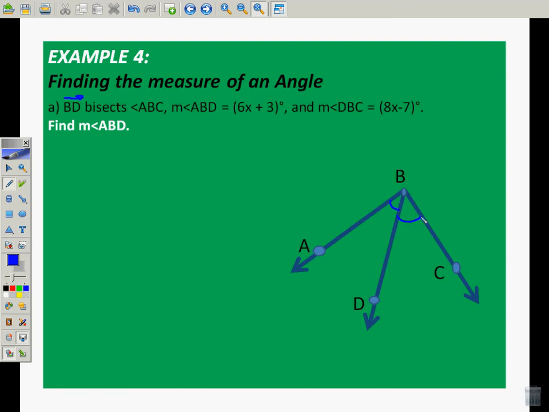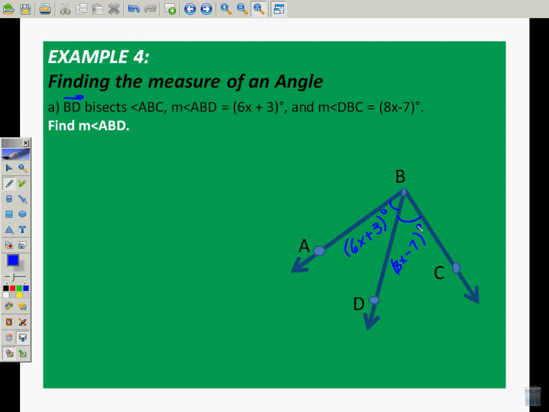The measure of ABD is 6x plus 3 degrees, because angles are measured in degrees. And DBC is 8x minus 7 degrees. Now, let's think for a minute.